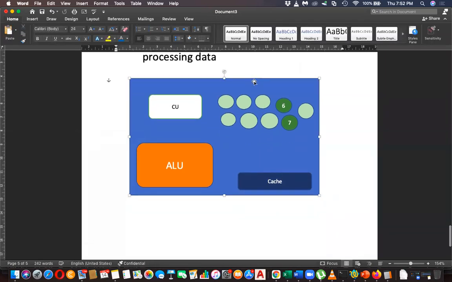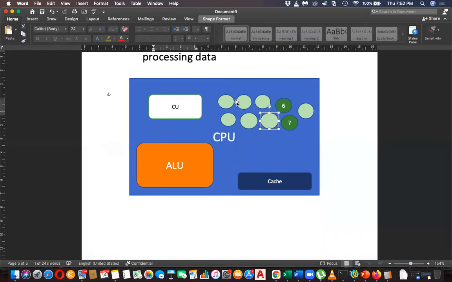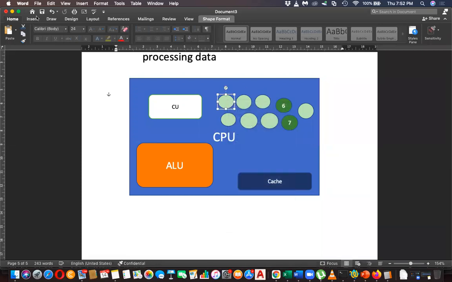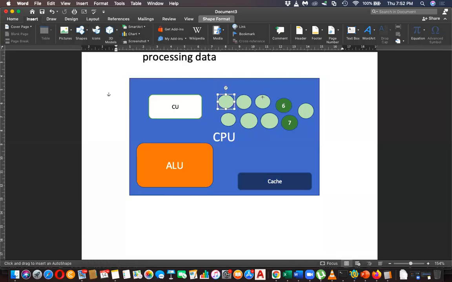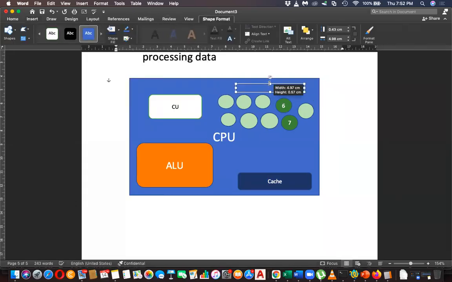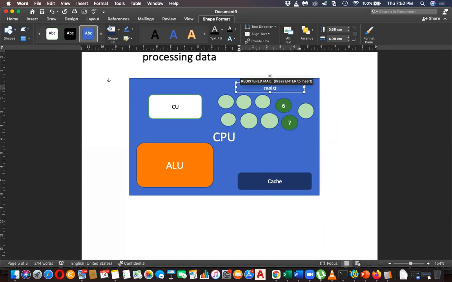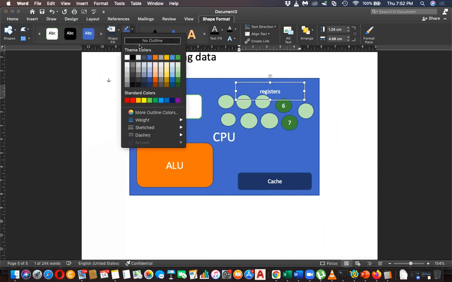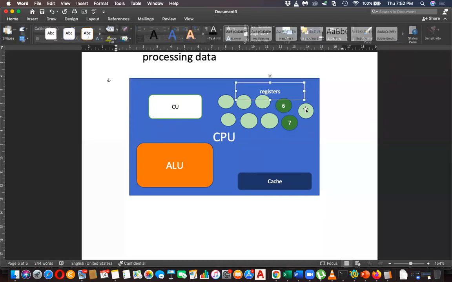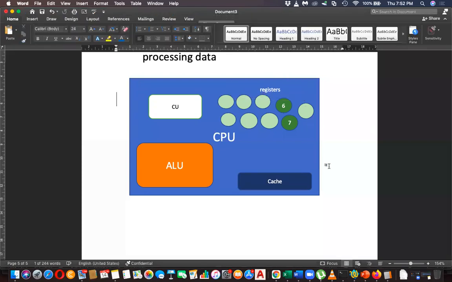So this is how your CPU has the components. CPU is the central processing unit. Inside the CPU, you have ALU, CU, and registers. Let me name this as registers, otherwise you won't recognize it. And the cache. Now you can see the components inside the central processing unit.